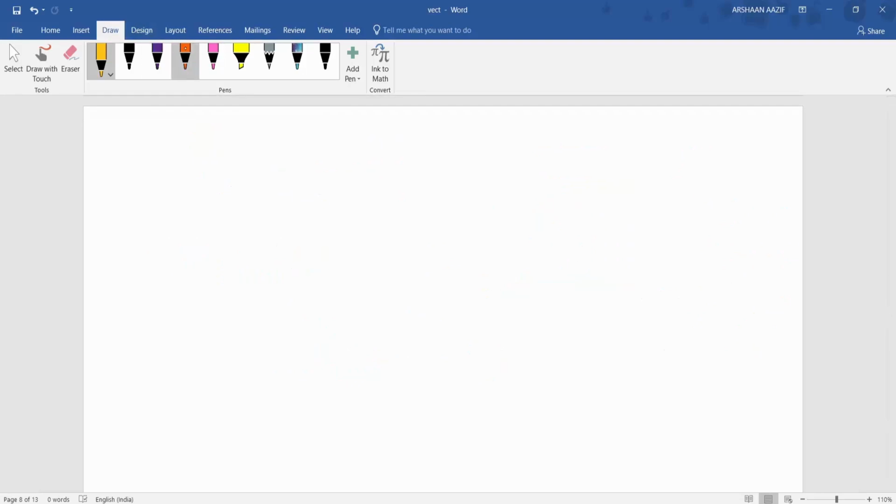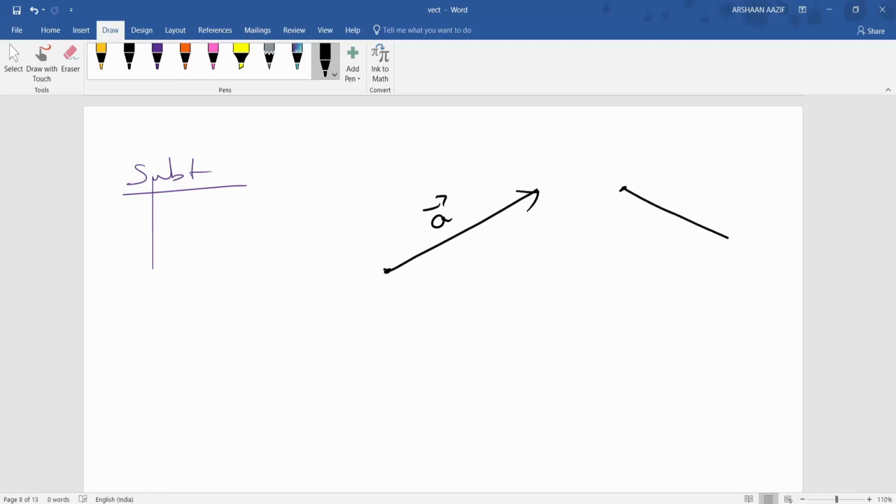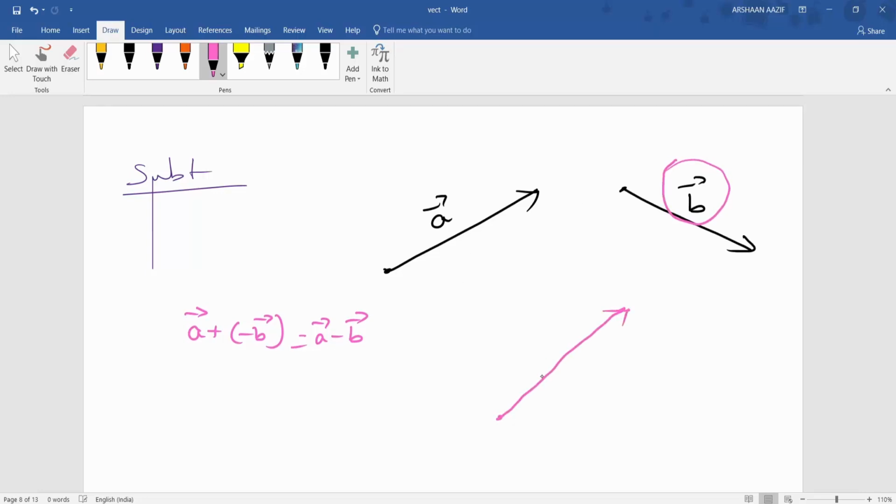So we will also try subtraction of vectors. Now to subtract, let me take two vectors here. This is my A vector and let me take this as my B vector. Now subtraction is actually A vector plus negative of B vector. So this is actually A vector minus B vector. So what I'm going to do is add the negative of B vector to A vector. So I'll draw A vector first. This is my A vector. Now this is my B vector.